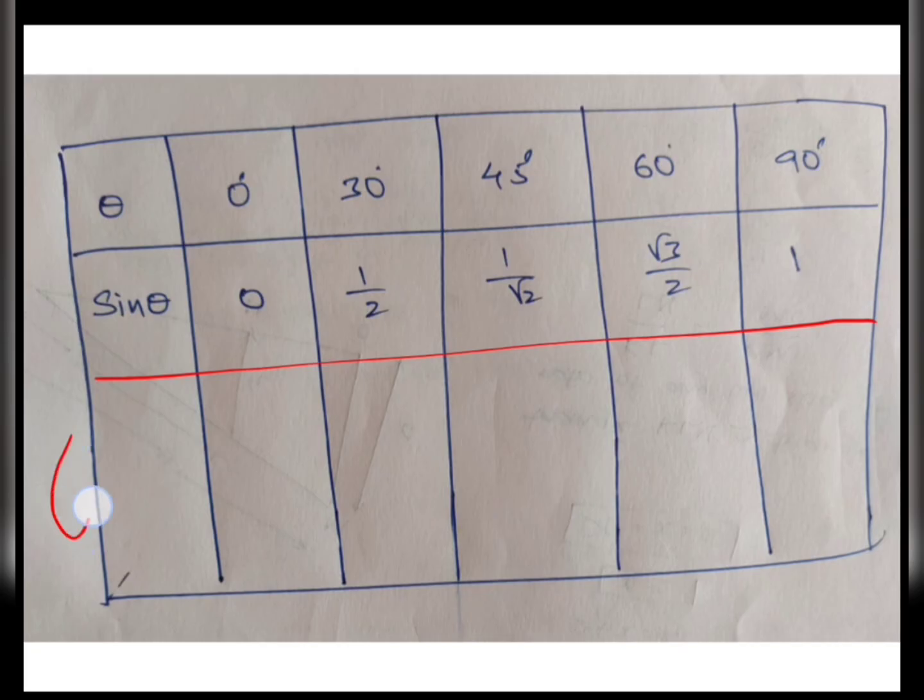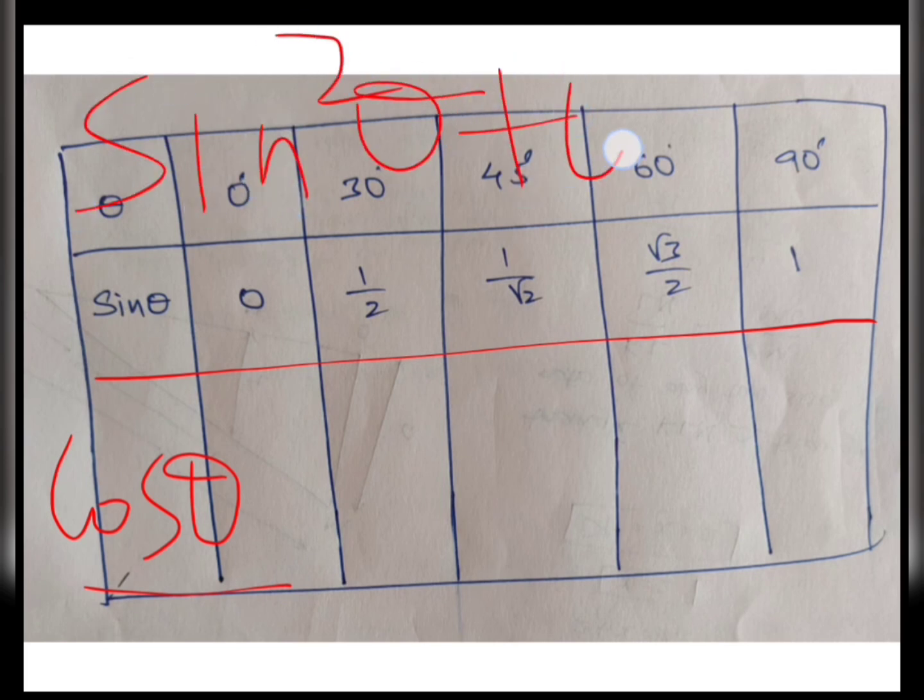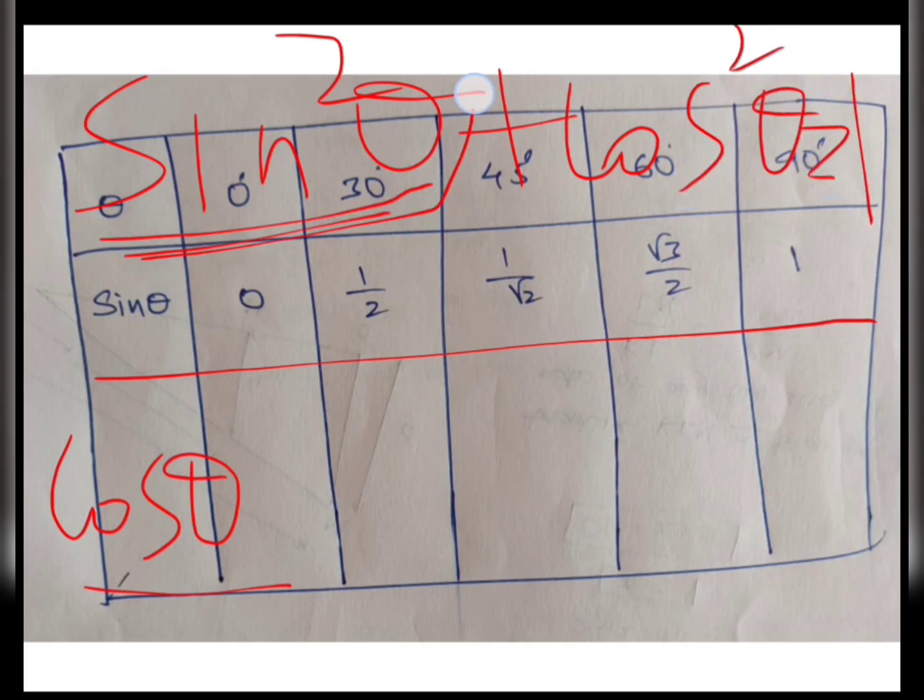Let me find cos theta. Instead of doing all these calculations, as we have done for sin theta, let's directly calculate for cos theta. We already know the relation between sin theta and cos theta. We know that sin square theta plus cos square theta is equal to 1. You know the value of sin theta. If you substitute values of sin theta in this, you will get cos theta.